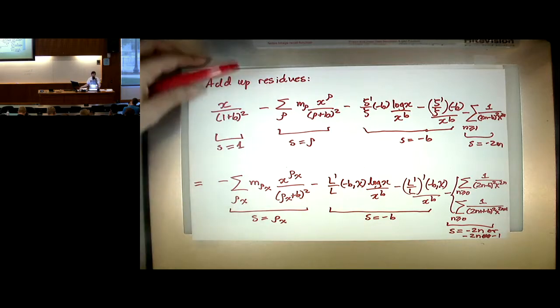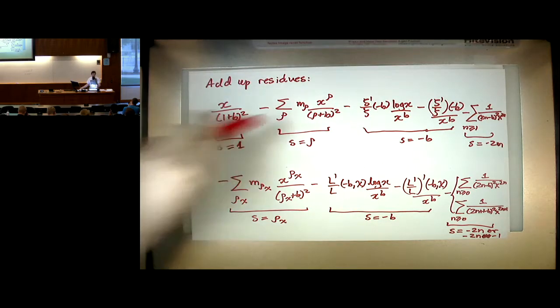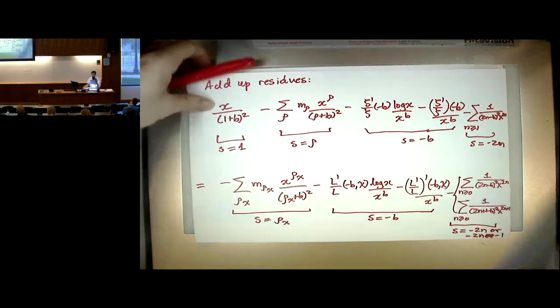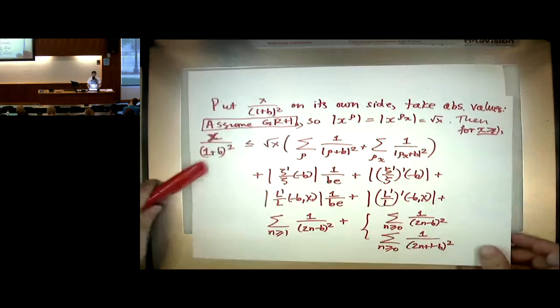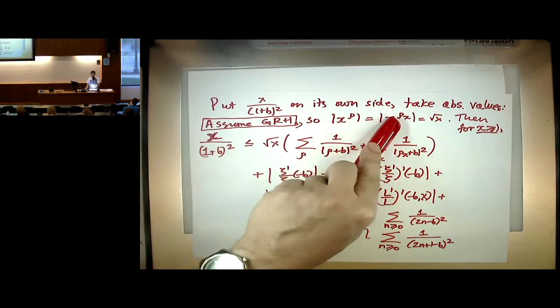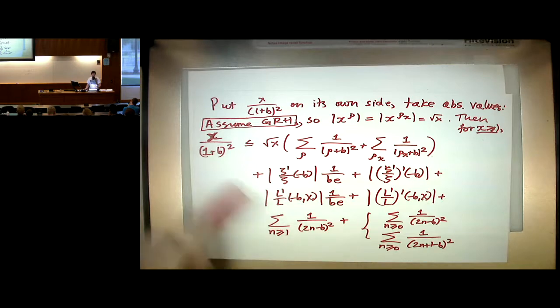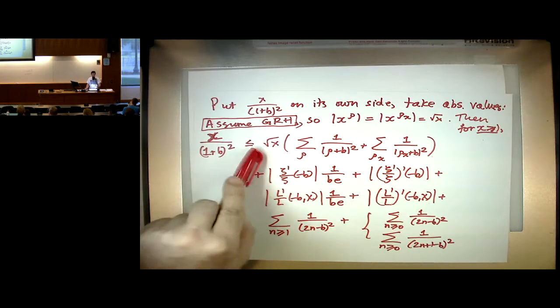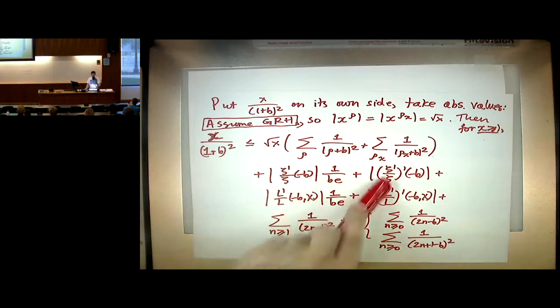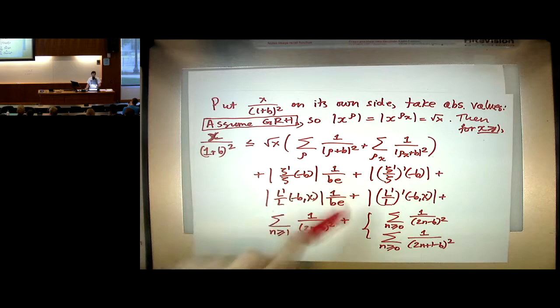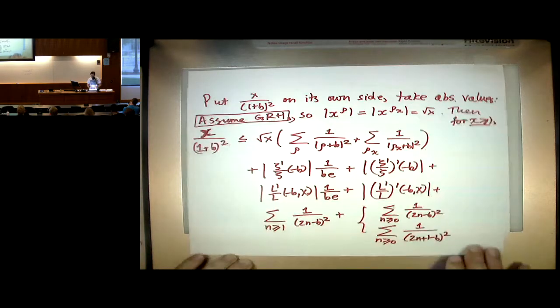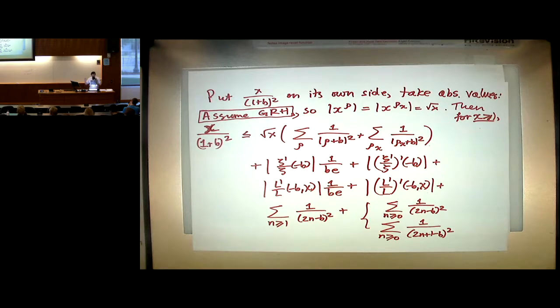And so if you put this on one side and all of these terms on the other side and take absolute values, so you can replace these mysterious numbers by the square root of x, then the one term coming from the pole of zeta is at most root x times the sum plus the sum plus the sum plus the sum, and I put some bounds here. The log thing is at most 1 over b. In any case, you get some expression here, and it's time to finally make a choice.